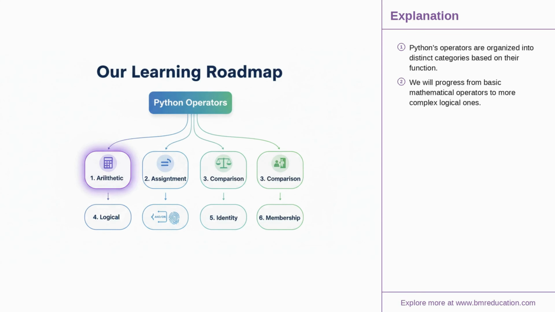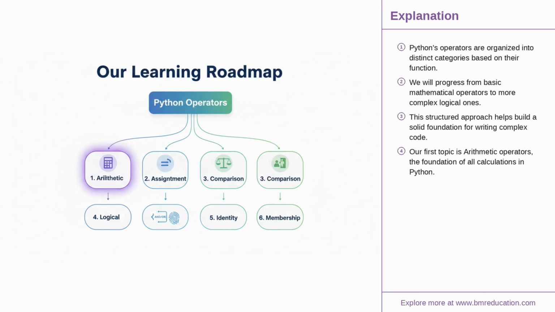With that terminology clear, let's look at our roadmap. Python groups its operators into logical categories. We'll begin with the familiar arithmetic operators for math, then move to assignment for storing values, comparison for asking questions, and logical for combining those questions. We'll finish with the more advanced identity and membership operators. First up, let's do some math.